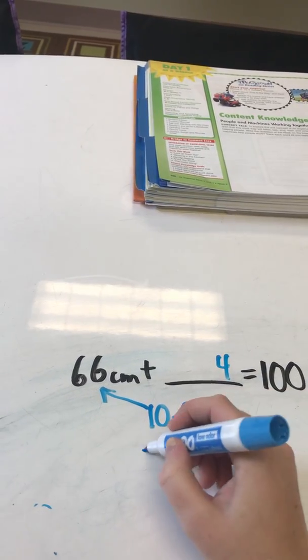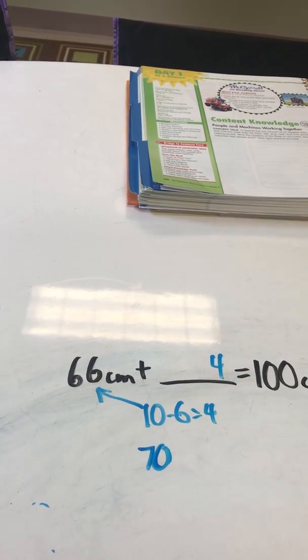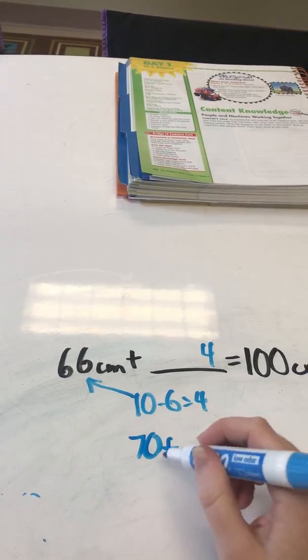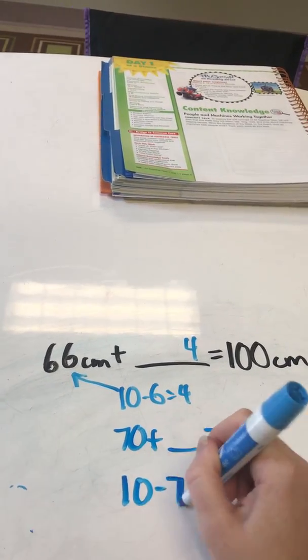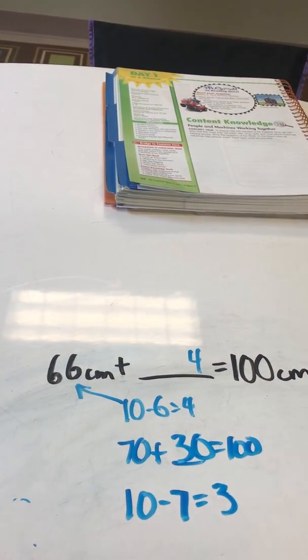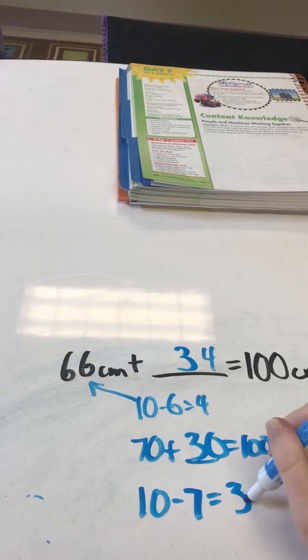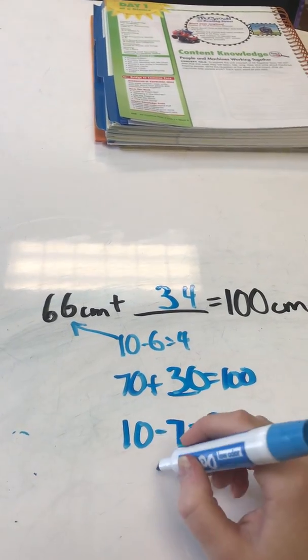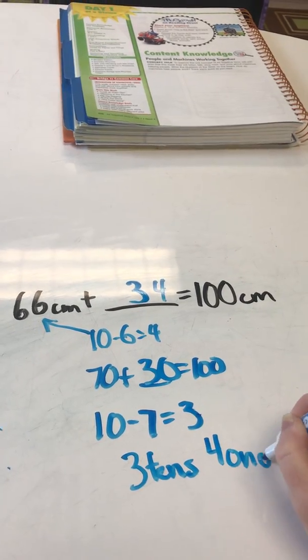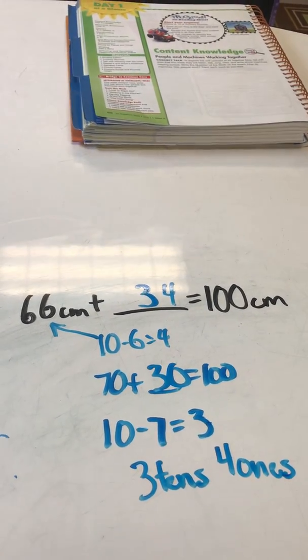So now we need to figure out 70 plus what gives me 100, okay? So we could just take 10 minus 7 would be the easiest way, giving us 3. So that tells us 70 plus 30 is 100. I'm going to swing this 3 over into my tens place. So it'd be 3 tens and 4 ones is how many it took to get to my 100 centimeters.